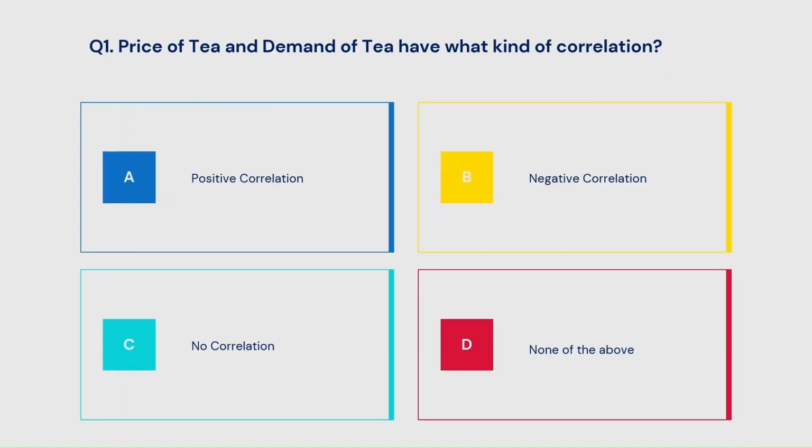The first question is, price of tea and demand of tea have what kind of correlation? A. Positive, B. Negative, C. No correlation, D. None of the above. Pause the video if you want to think about it.